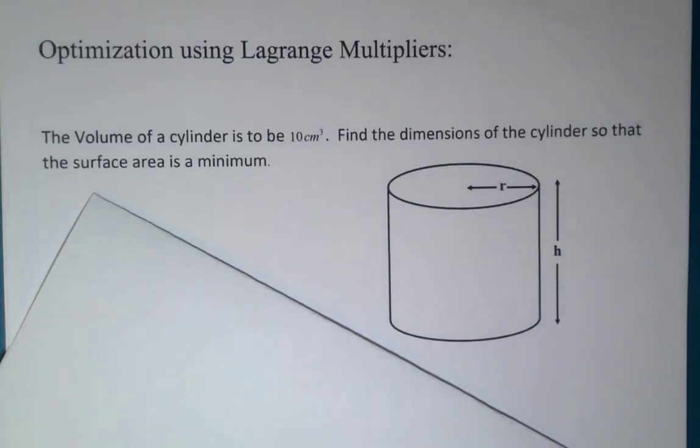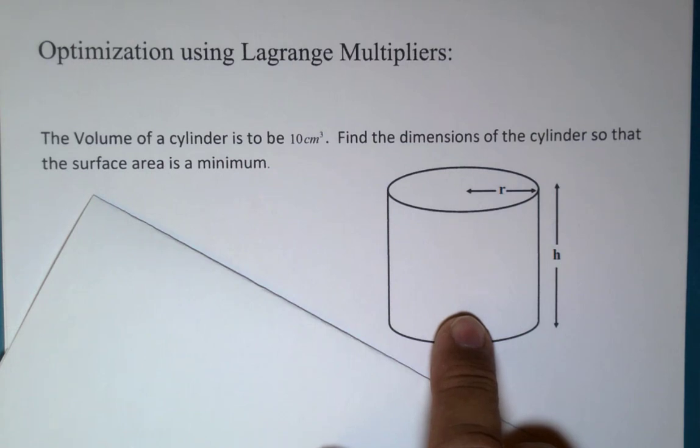Let's look at another example of optimizing a scenario using this new concept of Lagrange multipliers. As it's pretty easy to read on the screen, we want the volume of this cylinder to be 10 cubic centimeters. So how do we design the cylinder so the surface area is a minimum?